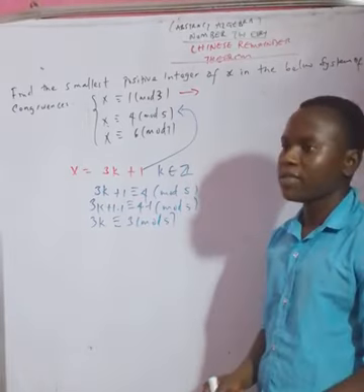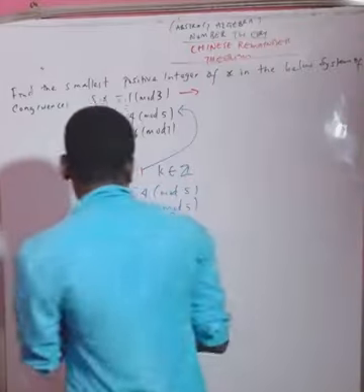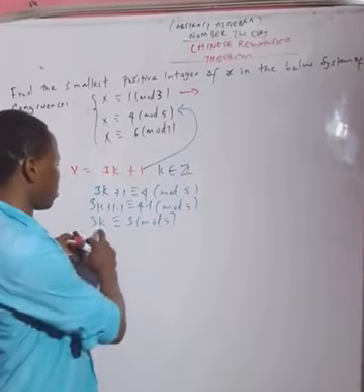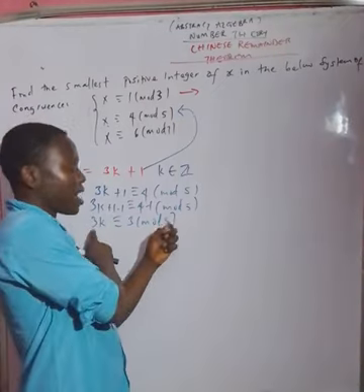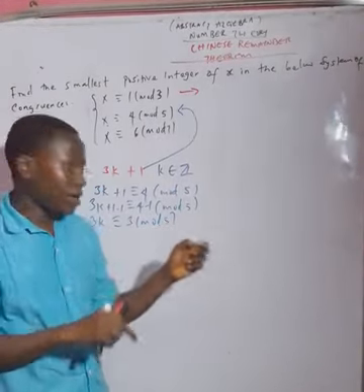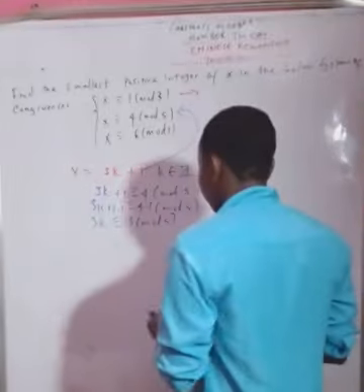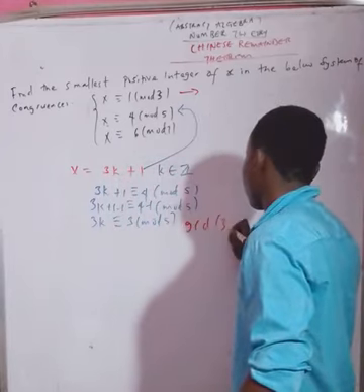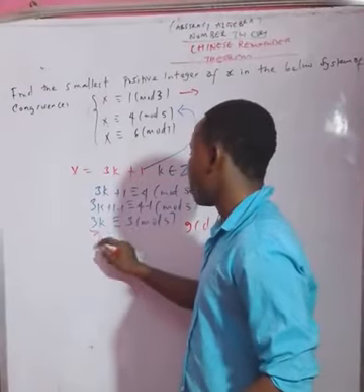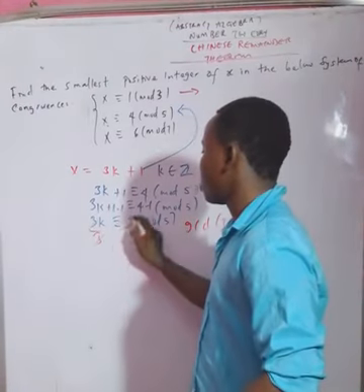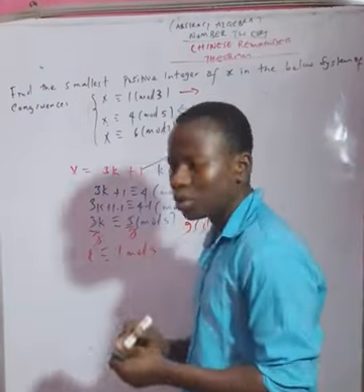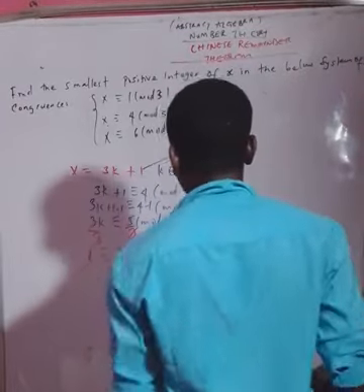Then we can divide both sides by 3. But note, we cannot always divide; it depends on the GCD of this number and the modulus. If you check 3 and 5, the greatest common divisor of 3 and 5 equals 1, so we can divide both sides by 3. Dividing both sides by 3, the 3 cancels the 3 here, so you have k congruent to 1 mod 5. Good.